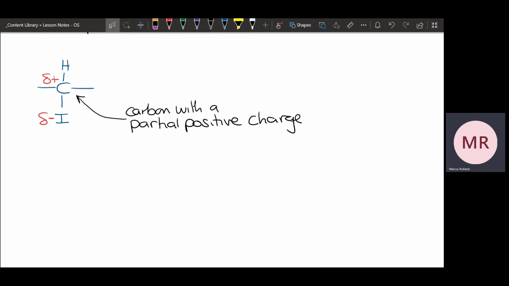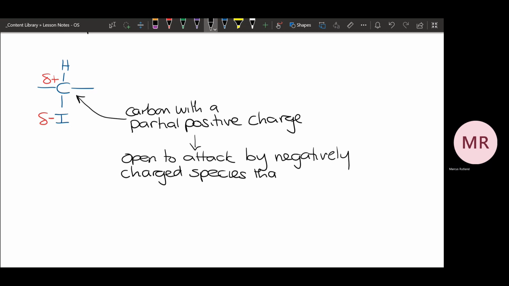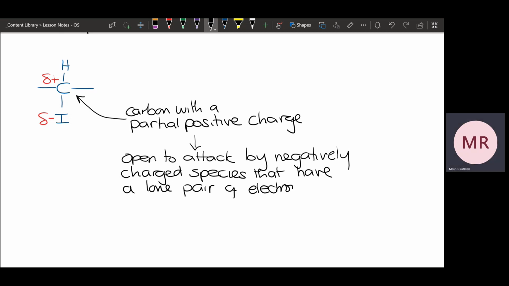And unlike the alkanes, which don't have any of this, this introduces the opportunity for attack. So this is open to attack by negatively charged species that have a lone pair of electrons available.